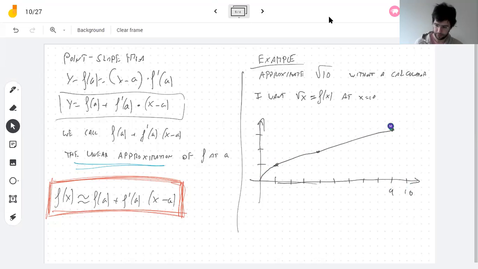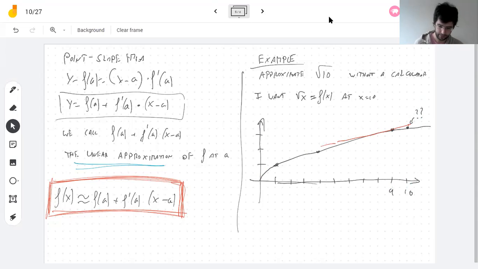The thing is, I'm looking for what's happening here. And what I'm going to do is do the linear approximation at x equals 9. And these 2 points are going to be pretty darn close. And that's going to be good enough for me right now.